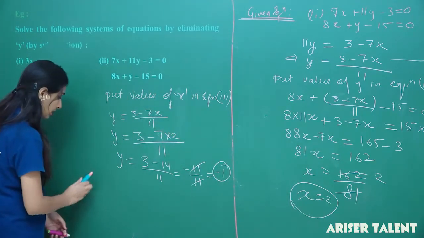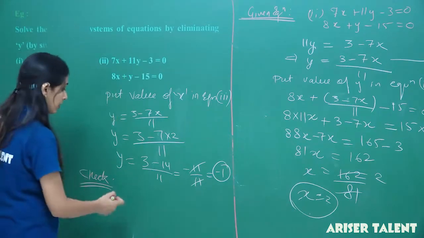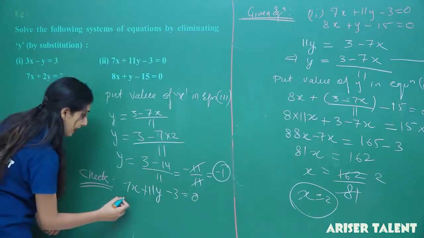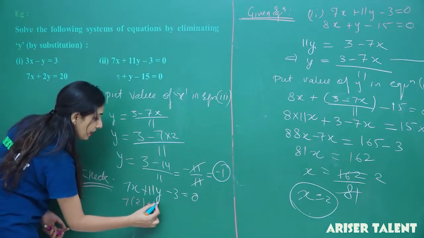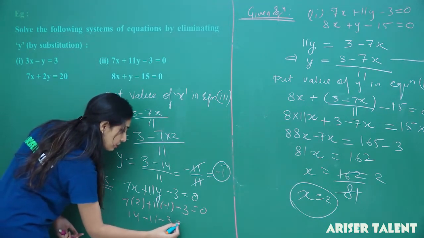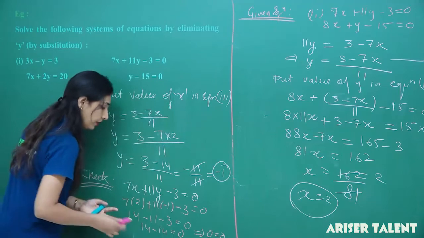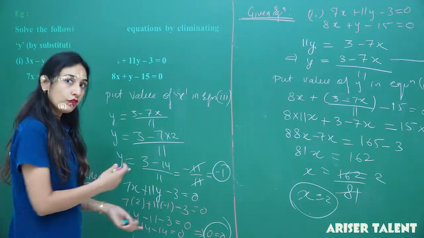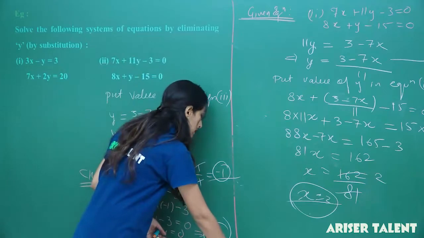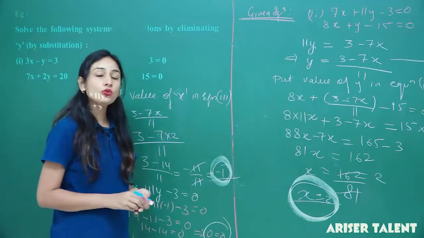Now I can just check it. When I check it, I have the first equation 7x + 11y - 3 = 0. Now the value of x is 2, the value of y is -1, so 14 - 11 - 3 should be 0. Now this is 14 - 14 equals 0, which implies 0 equals 0. Now it is satisfying this equation. So x equals 2 and y equals -1 are the right answers.